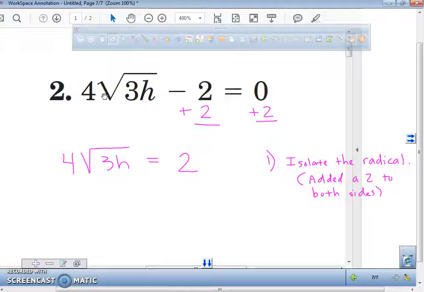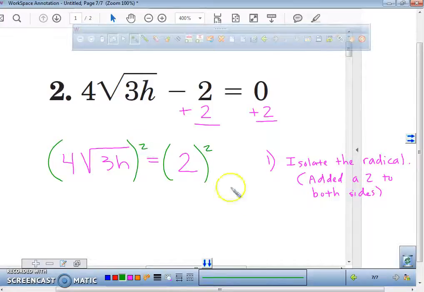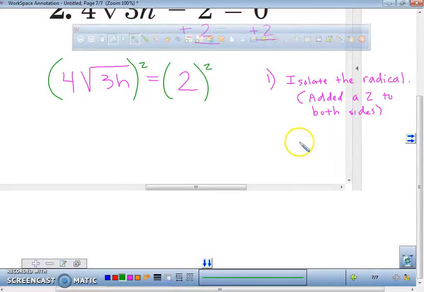Okay. Now that you have the radical isolated over on the left-hand side, there is the radical right there. That's called a radical sign. All right. Then you have one option. One option is from right here, you could take this side and this side, and you could square it if you wanted to. That's one option. So we're going to do it that way starting out, letting you know that's okay. You can do that.